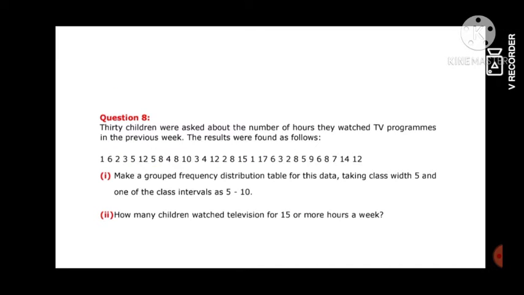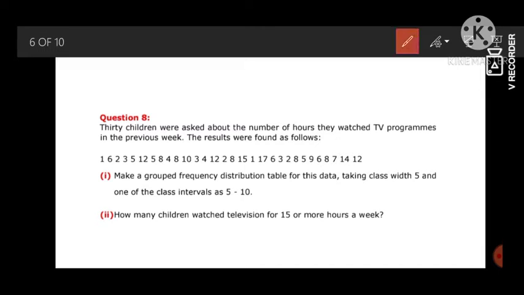Now let us see sum number 8. In sum number 8, it is said that 30 children were asked about the number of hours they watched TV programs in the previous week.